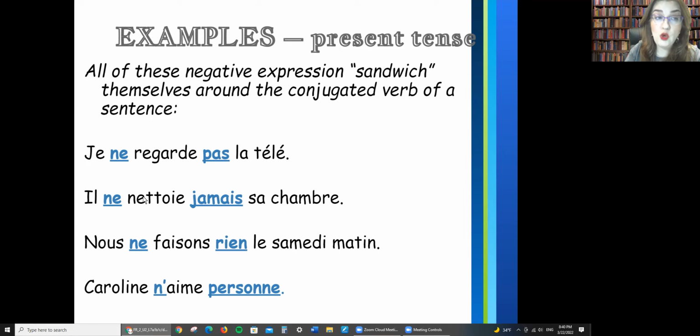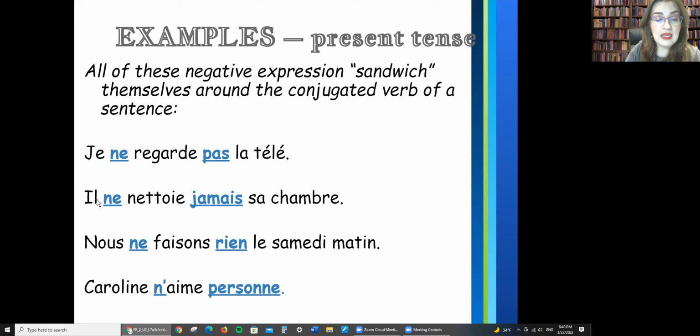In the present tense, we have one element of the conjugated verb, and ne rien is also placed around the conjugated verb, as well as ne personne, it's placed around the conjugated verb. Je ne regarde pas la télévision. I'm not watching television. Il ne nettoie jamais sa chambre.